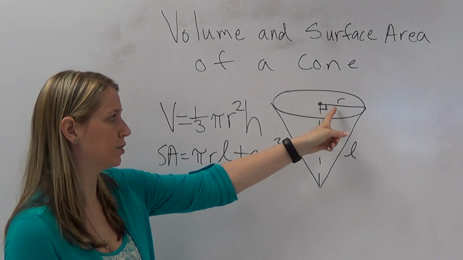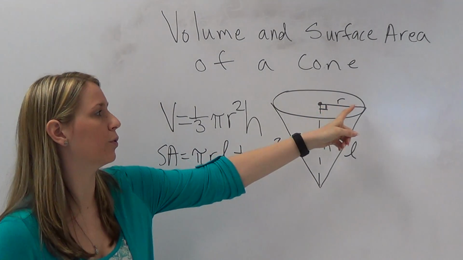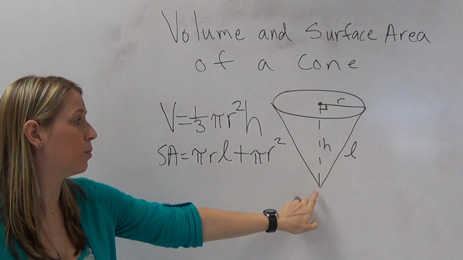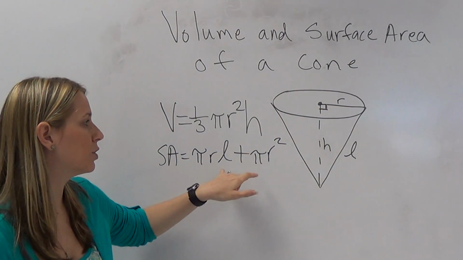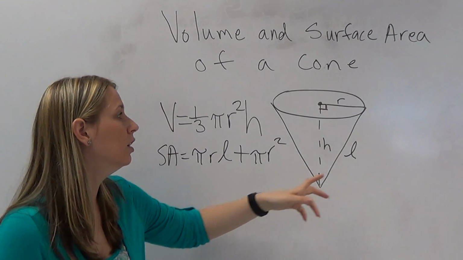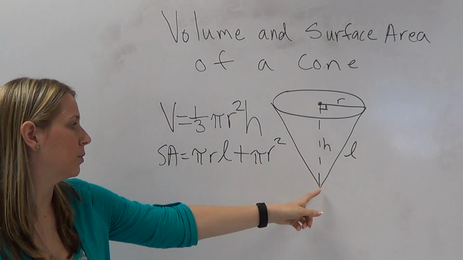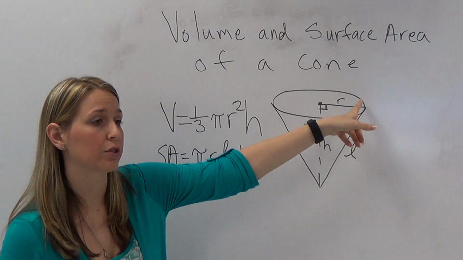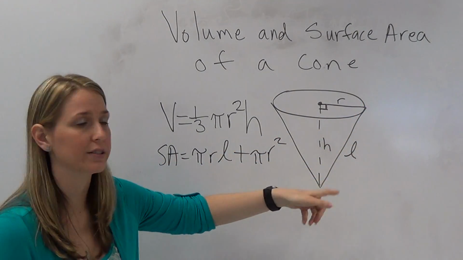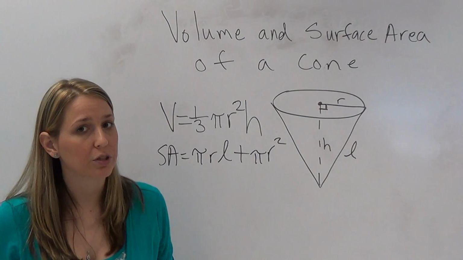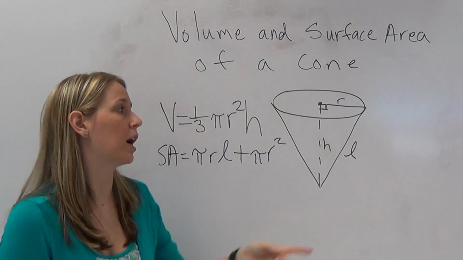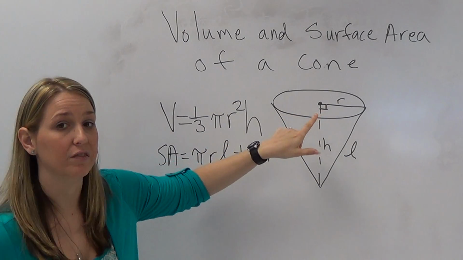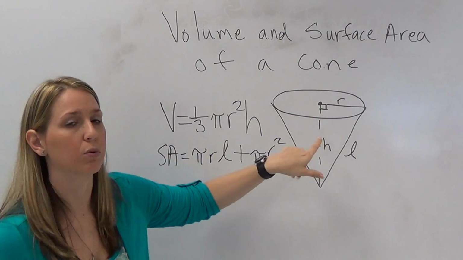Now r is the radius, which is the distance from the center of the circle to a point on the circle. The height is the distance from the center of the circle to the point of the cone. And the L stands for slant height, which is the height from the point to a point on the circle. So it's the outside height, in a sense. Now a cone is exactly what you think of. It's like an ice cream cone. It's got one circular base and then I guess a V-shaped type lateral portion.